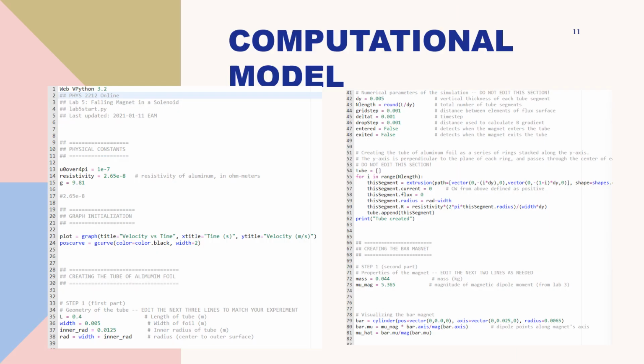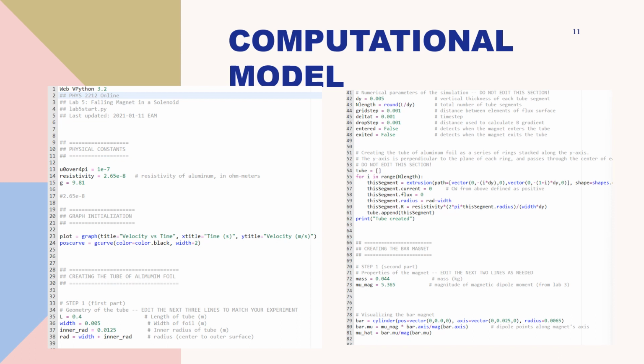Now the computational model. You can see here it's a little small, but I will try to read as best I can. First, some physical constants were defined, and the graph was initialized. Then we had to create the geometry of the aluminum foil in GlowScript, so all the measurements taken were input here. Next, some numerical parameters of the simulations were defined. Then we created the tube of aluminum foil as a series of rings stacked along the y-axis.